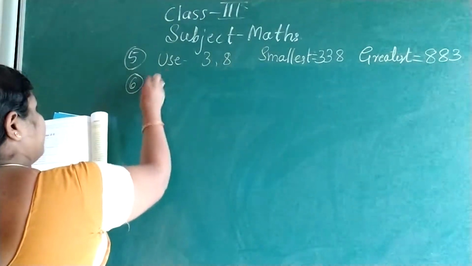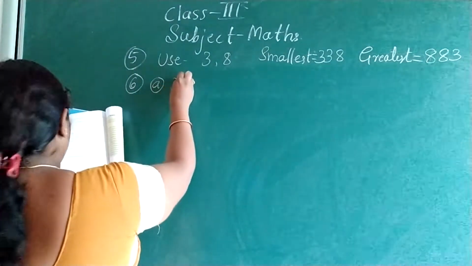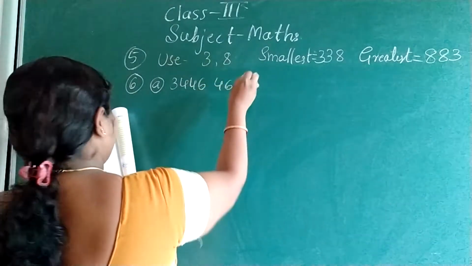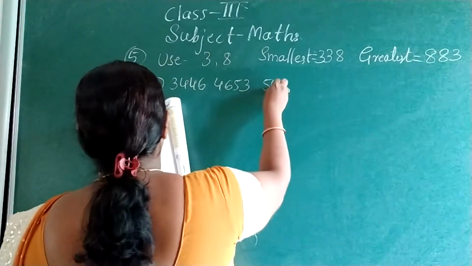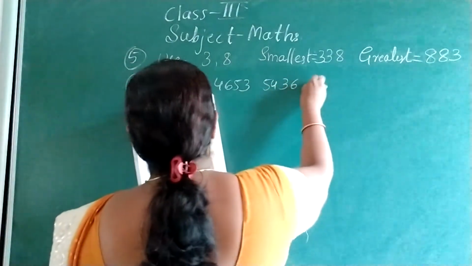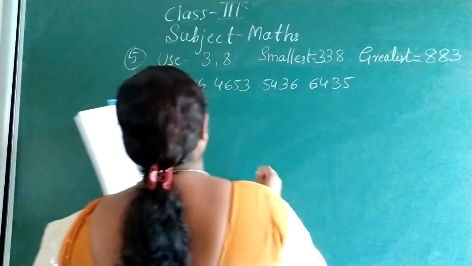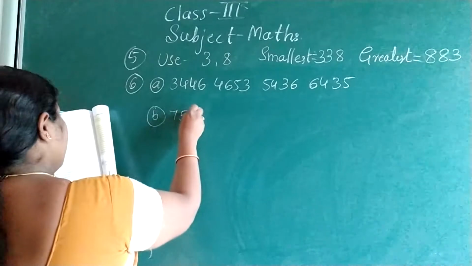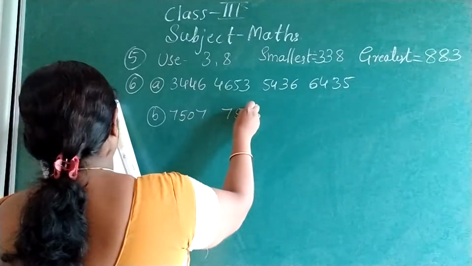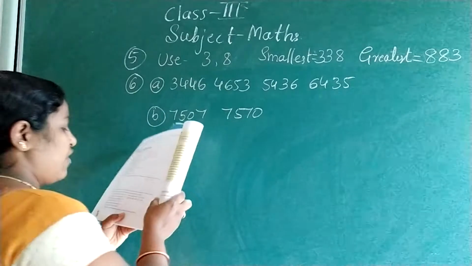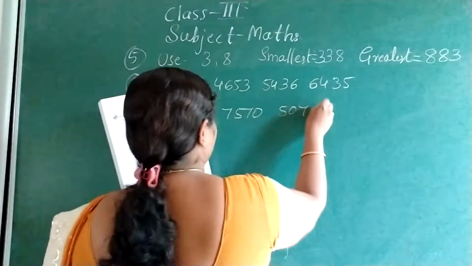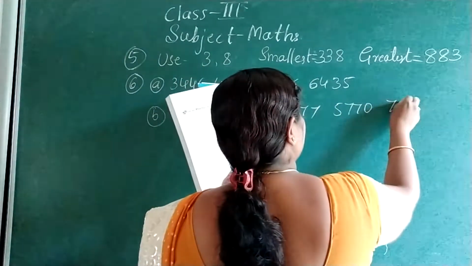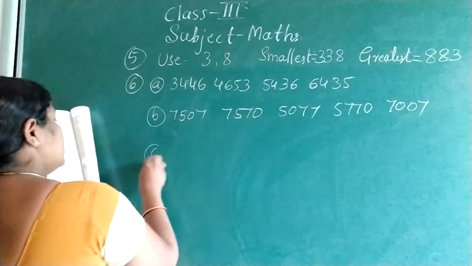Question number 6. Tick the greatest number and encircle the smallest number. A. 3,446, 4,653, 5,436, 6,435. B. 7,507, 7,570, 5,077, then 5,770, 707.